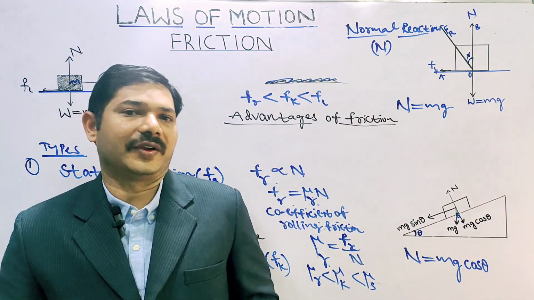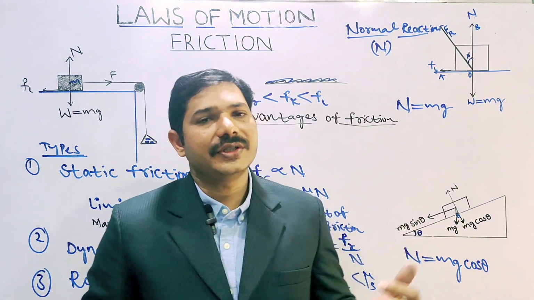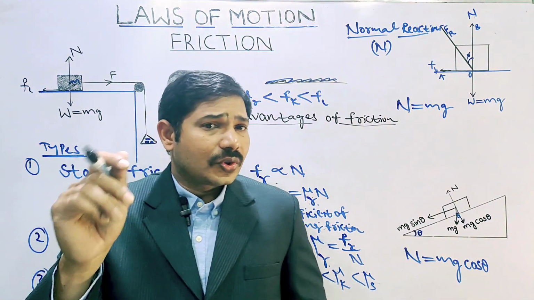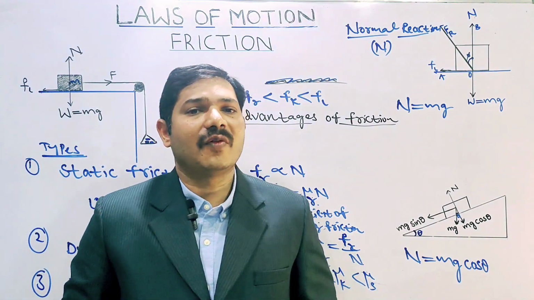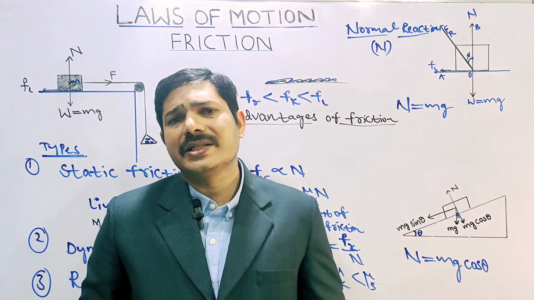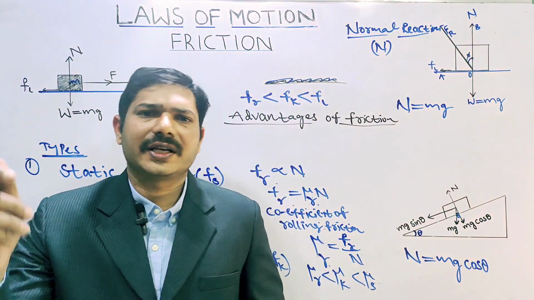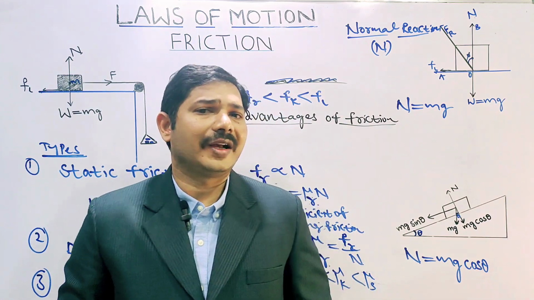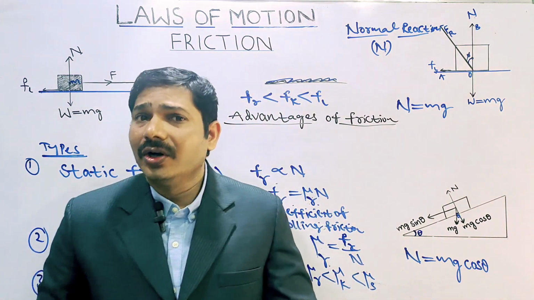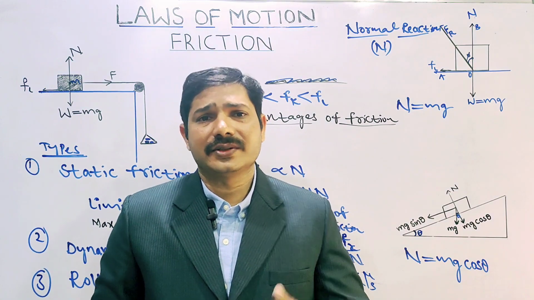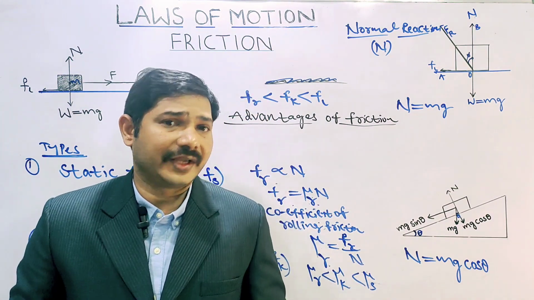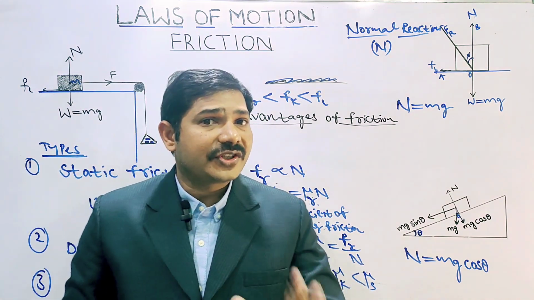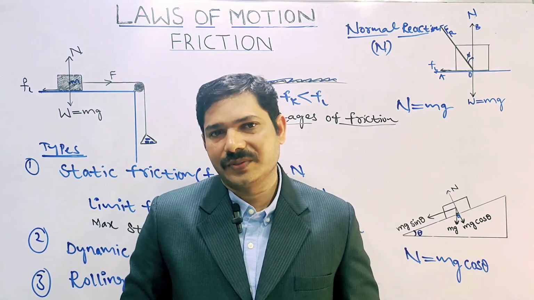Friction is required. Next, screws and nails are driven into walls because of friction only, otherwise they come outside. Vehicles move on the road, and whenever we apply brakes, the vehicle comes to rest because of friction between the tires and the road.